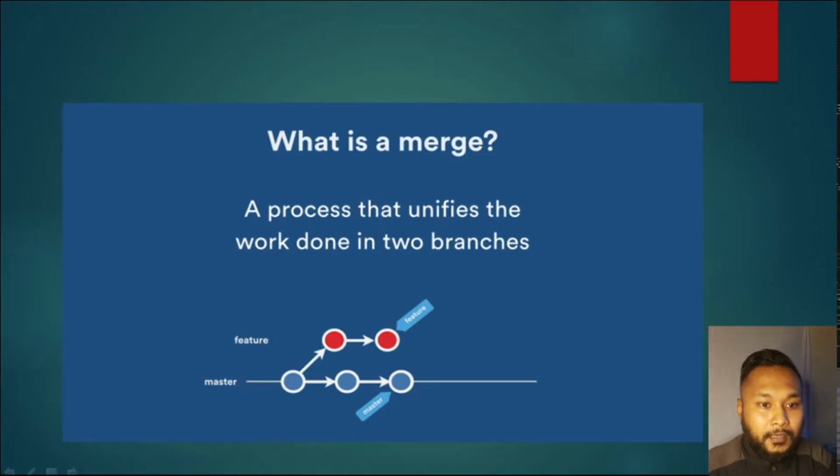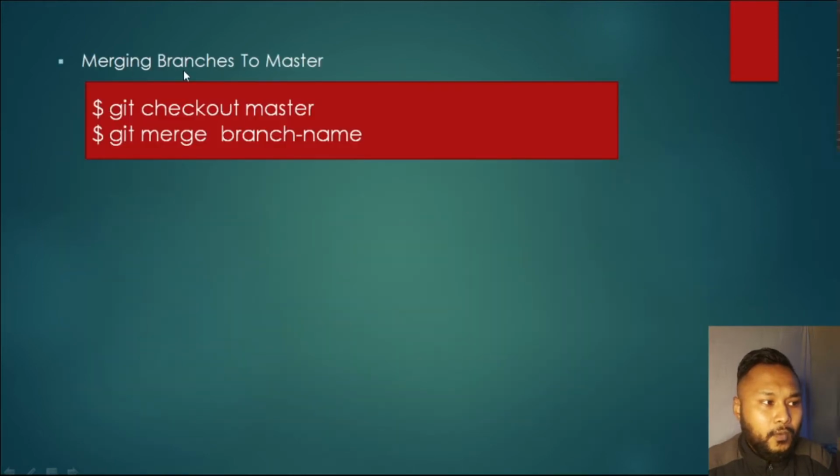So let's move on with the topic of Git merge. What is Git merge? It's a process that unifies the work done in two branches. While we merge the branches to the master, we first check out and move on to the branch master, and then we merge the other branch to the master itself to signify that the other branch is going to get merged to the master and not the other way around.